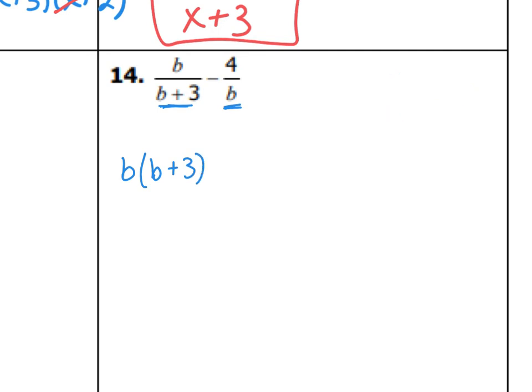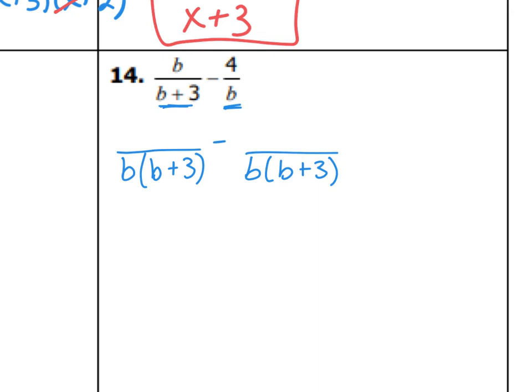Yeah? Okay, that's how these are going to work. So if you can't see a common denominator, you can just multiply both denominators together, and that's always going to work. Won't always be the simplest, but when you can't find another one, it will be. Okay, so b times b plus 3 is going to be that common denominator.